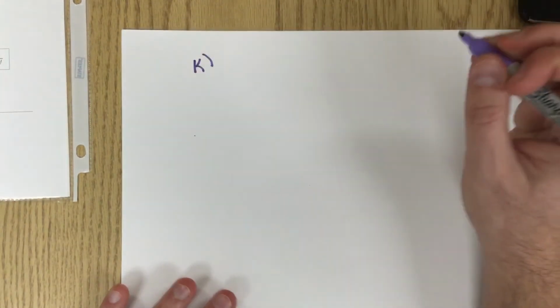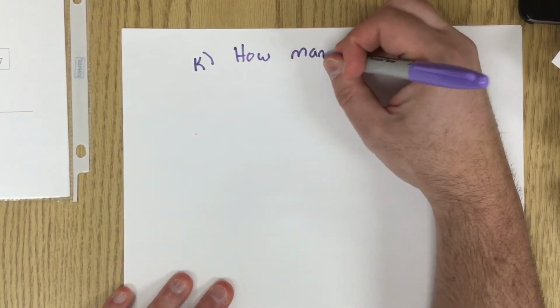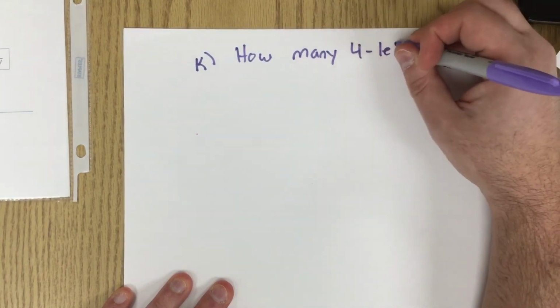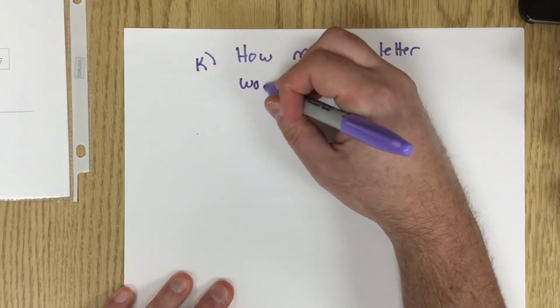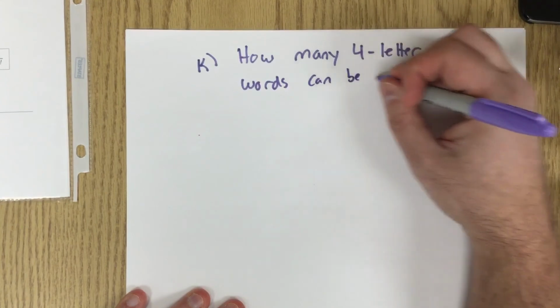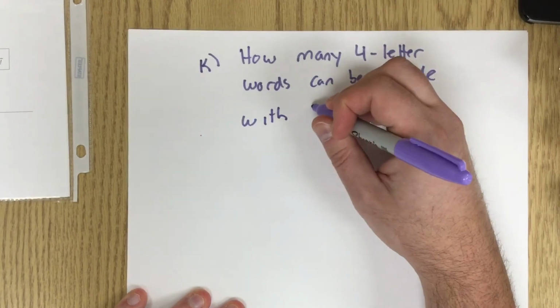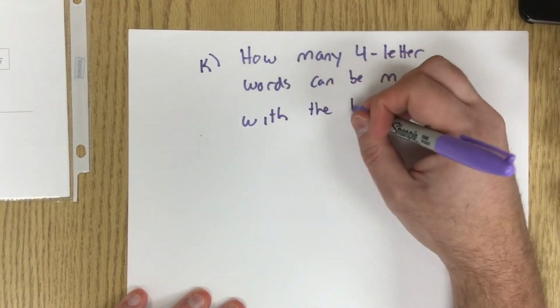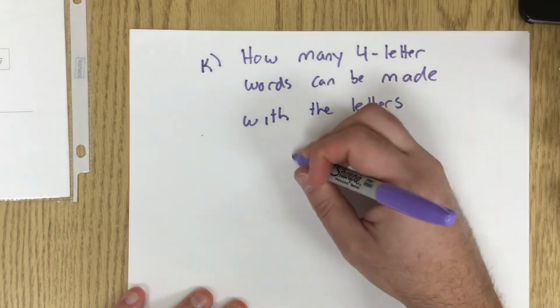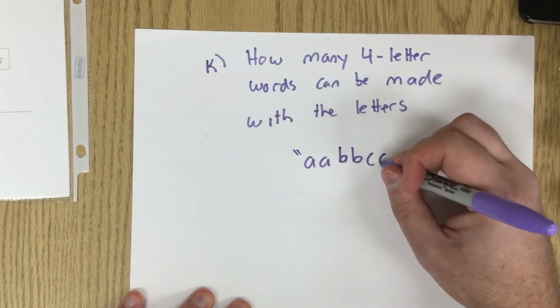As a challenge, it's not really part of the lesson, I'm going to just throw it in there for fun. How many 4-letter words can be made with the letters AA, BB, CCC. So it's kind of like the last question.